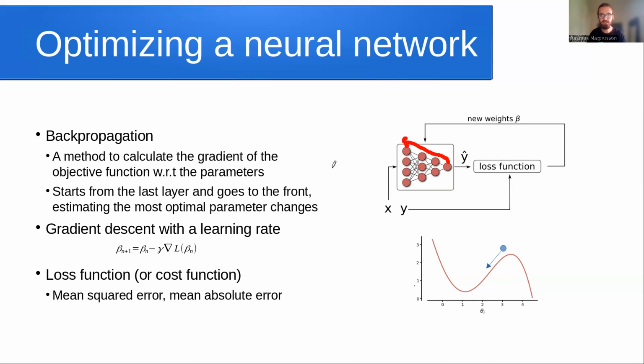So when training this, you have your input data x and you have your response variable y. You feed your input data into the model. You get a prediction y hat. You take the actual true data y. You feed it into a loss function.